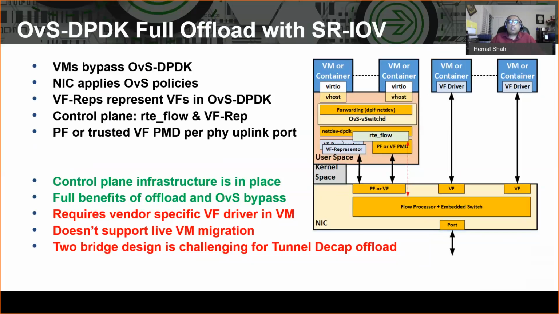From that point onwards, the traffic from VM will be directly communicated to the NIC via VF, and the entire flow processing will be handled in the NIC. So that is the full benefits of offload, which results in OvS bypass. As I mentioned, the control plane infrastructure is in place.